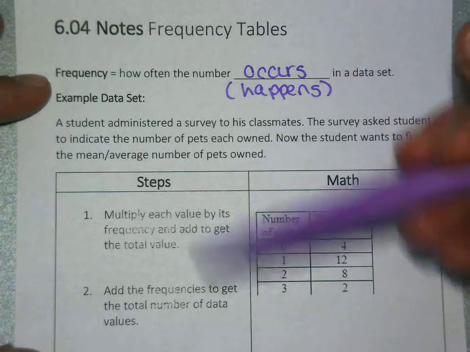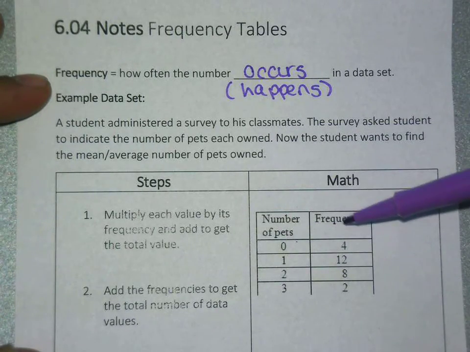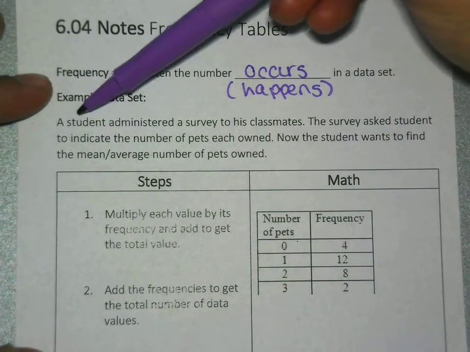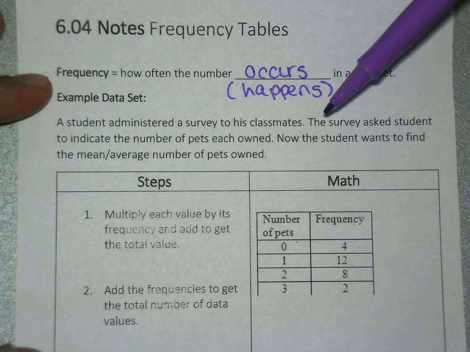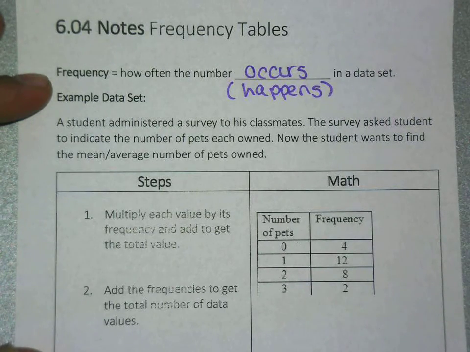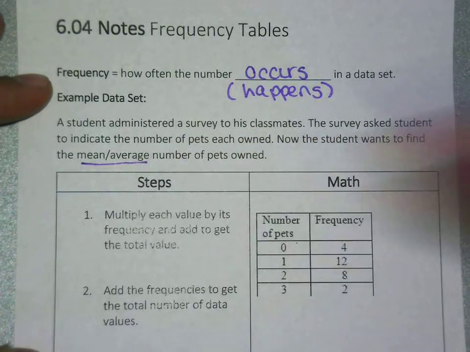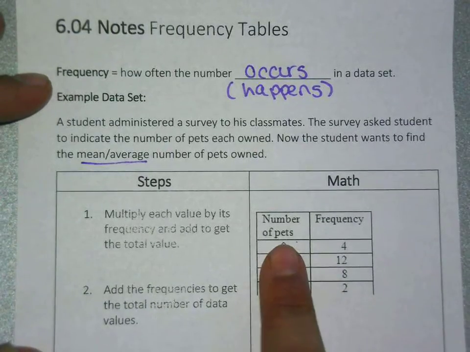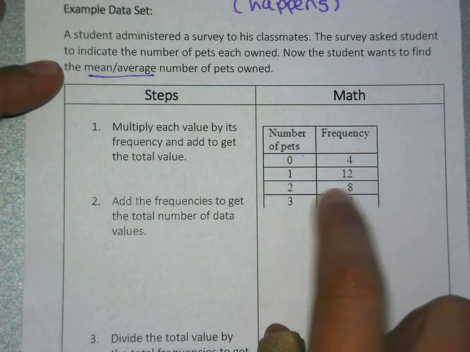So we're going to look at this data set and we are going to find the average or the mean when it's in this format. The word problem says that a student administered a survey to his classmates. The survey asked students to indicate the number of pets each owned. Now the student wants to find the mean or the average number of pets owned. So this goes back to 6.02 and 6.03 notes. So again, a frequency table is just breaking up data into a more organized fashion.